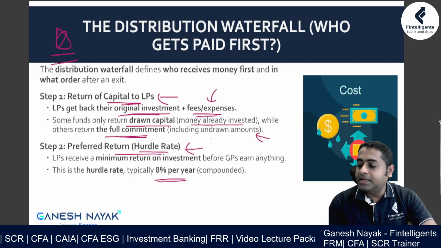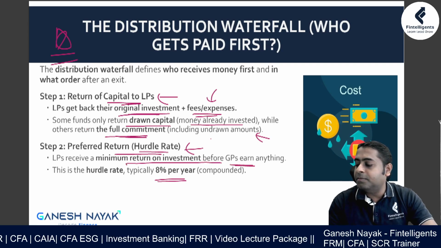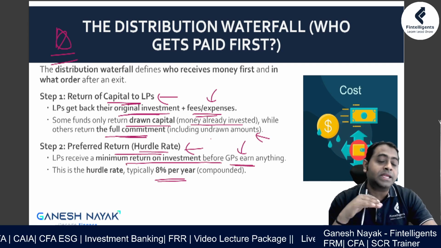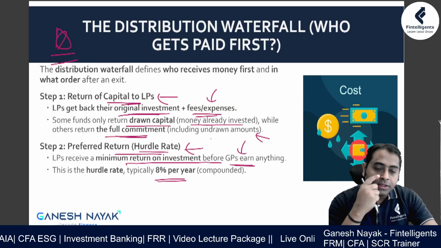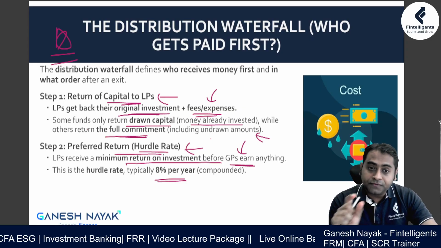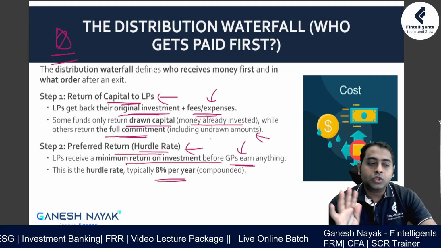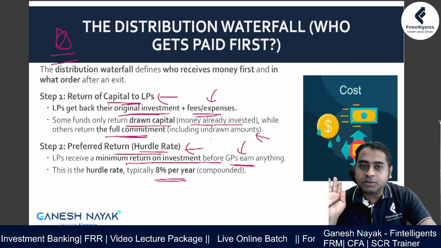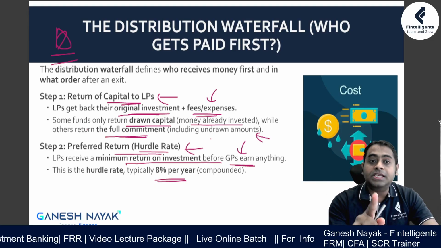Okay, so the LP receives the minimum return on the investment before the GP actually earns anything. So if the overall return is 15%, the first 8% is paid to the LP so that he is sure that, okay, I am going to make this much amount of money. Now the case becomes very interesting.